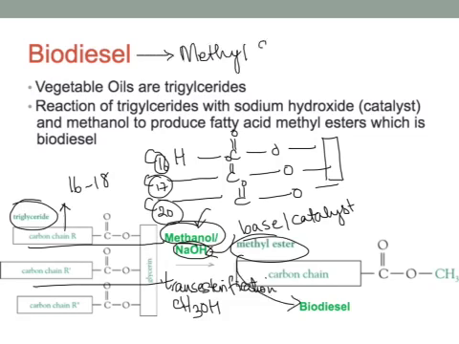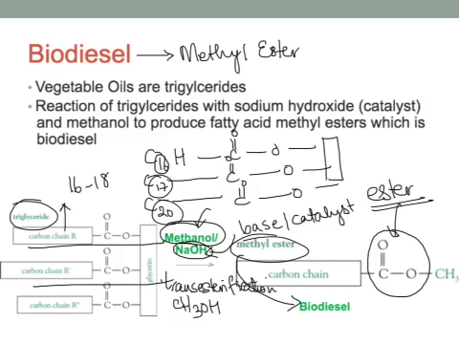For those of you who are not familiar with what an ester is, we're looking for the C double bond O component, and that component makes it an ester. Esters are also compounds found in perfumes and things like that because they are sweet smelling compounds. So the transesterification reaction takes a triglyceride, which contains three of these components, breaks them up into separate methyl esters, and as a byproduct you get glycerin.